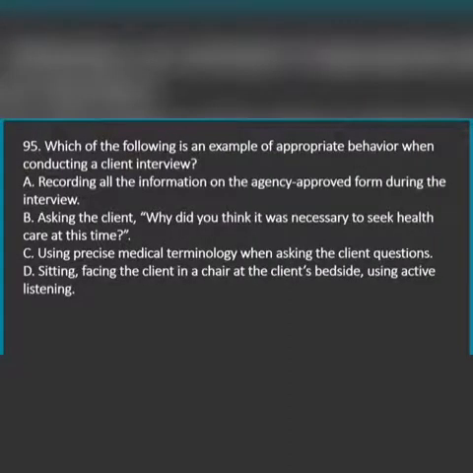Question 95. Which of the following is an example of appropriate behavior when conducting a client interview? A. Recording all the information on the agency-approved form during the interview. B. Asking the client, why did you think it was necessary to seek health care at this time? C. Using precise medical terminology when asking the client questions. D. Sitting, facing the client in a chair at the client's bedside, using active listening.